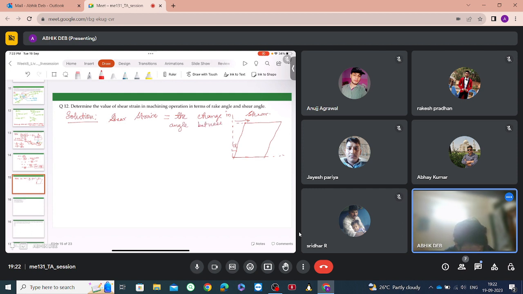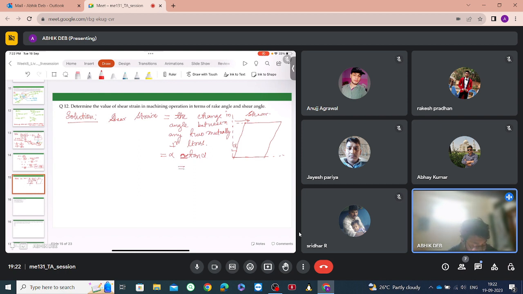This is the definition: the change in angle between any two mutually perpendicular lines. So this is the basic definition which is applicable everywhere, the general case. Here it is alpha. Now for very small angles, alpha becomes equal to tan alpha. For example, tan of 0.5 degree will be close to 0.5. So for very small angles, the value alpha will be equal to tan alpha.